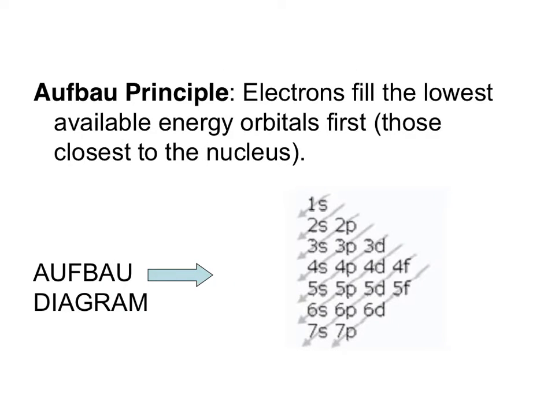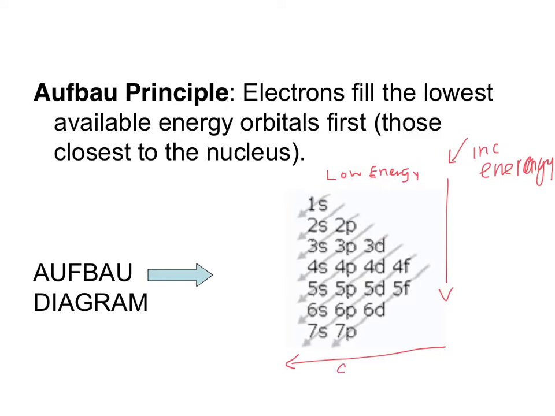There's the Aufbau principle that states that electrons fill the lowest available energy orbitals first. We've looked at this, but just to make sure that we're clear on what it tells you, the arrows go with increasing energy. If you follow this first arrow, this end here is low energy. As you go down, it increases. And as you go across, energy increases.